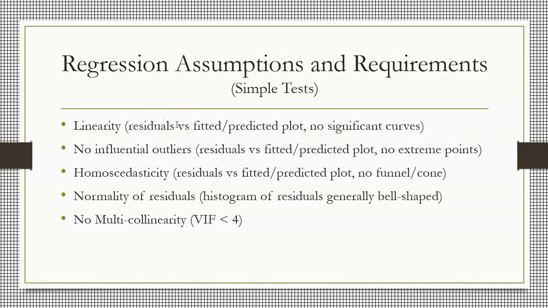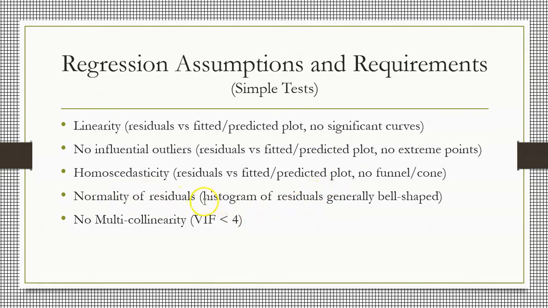I look at a plot of that, and I should have no significant, obvious, clear curves. I should have no influential outliers. And again, I look at that same plot, and I don't want to see any really extreme points that are far away from the others on that plot. Homoscedasticity, I look at that same plot, and I don't want what's called a funnel or cone shape, which means essentially if I look at that plot from left to right or right to left, it starts close to the line, close to the middle, and spreads out like a cone or funnel. Don't want that particular shape.